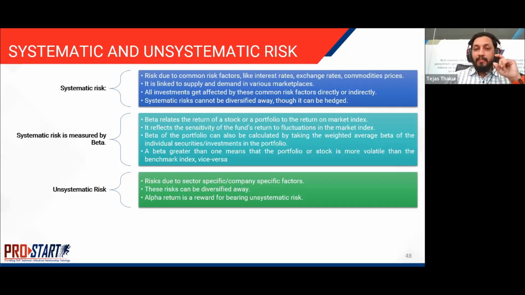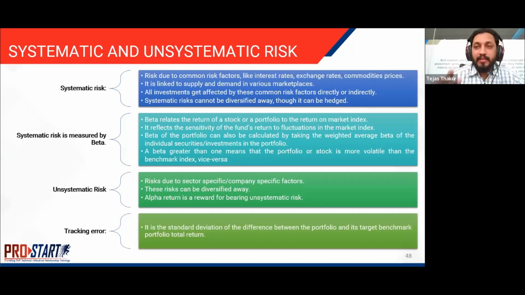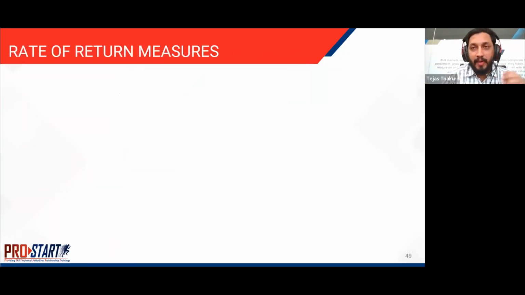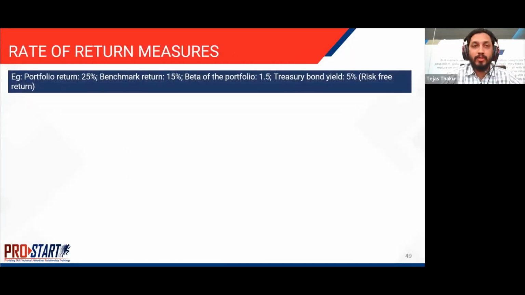Alpha is something that captures the unsystematic risk of the portfolio, and hence more or less you judge the role of the fund manager with the alpha that he is creating. Tracking error is basically a standard deviation of the difference between the portfolio and its target benchmark portfolio return. So that's the tracking error part. We'll come to it in a little more detail when we come to ratios and all. So this is just to give you an example.